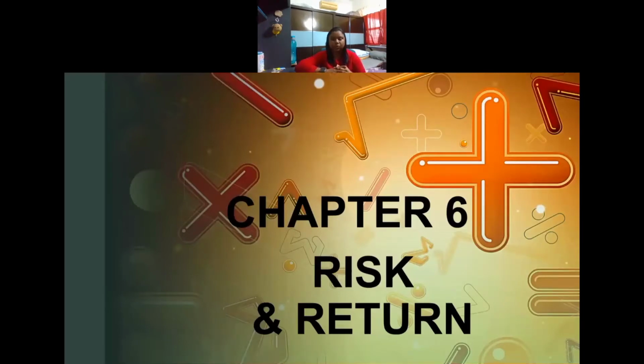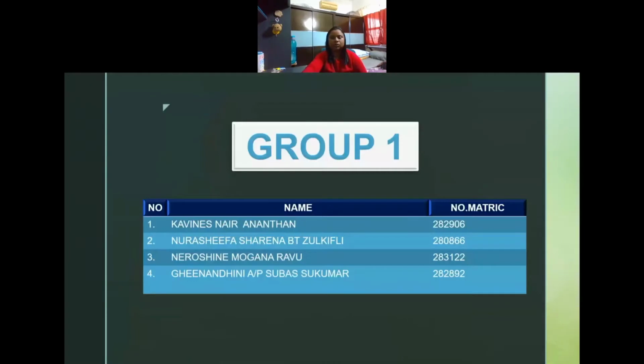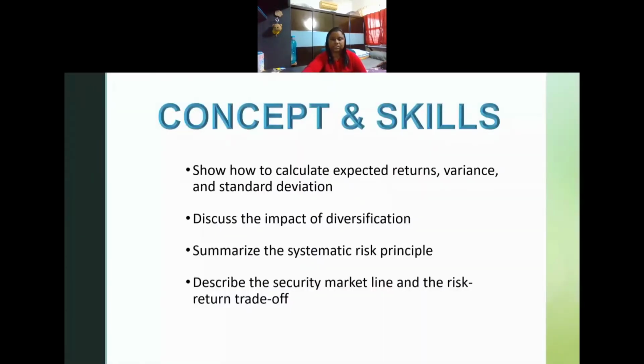We are from group 1 and we are going to present on chapter 6, which is about risk and return. So this slide will be looking into the concept and skills. Basically in this chapter, the concept and skills that we will be learning are, number 1, how to calculate expected returns, variance and standard deviation.